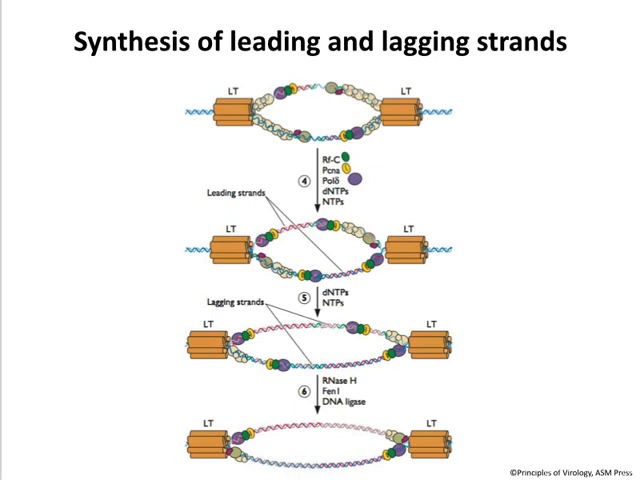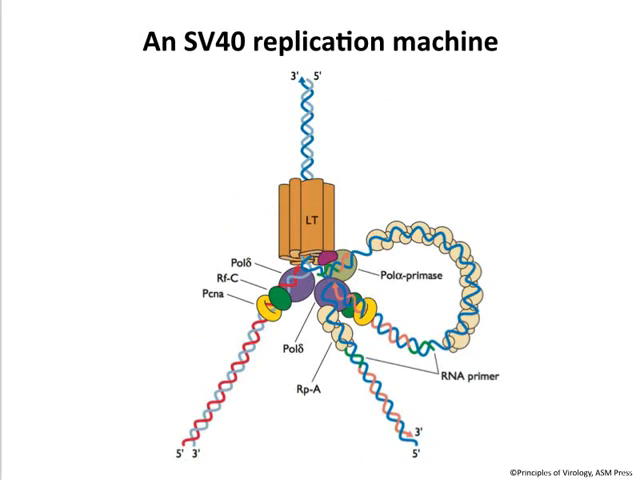It wouldn't happen unless large T came in there and bound to the viral RNA. So this is a diagram of what we think the replication machine looks like. This is one of the 2 forks. And you can see here there are 2 molecules of polymerase delta. This is the polymerase that's making the long DNA, not the one that's making the primers.